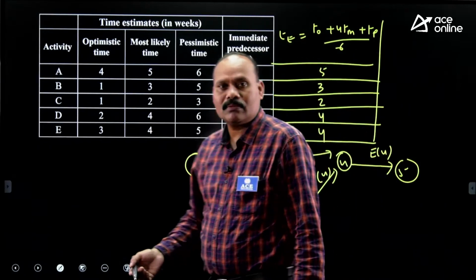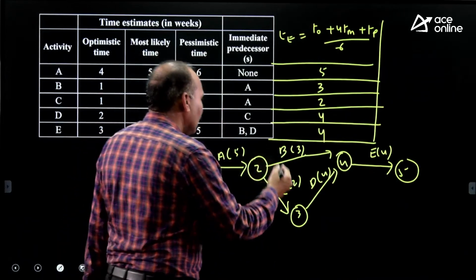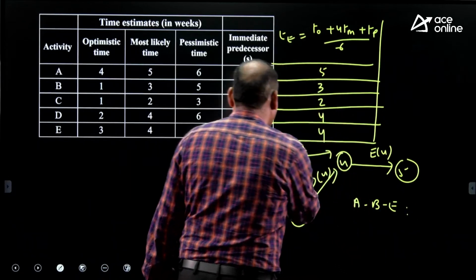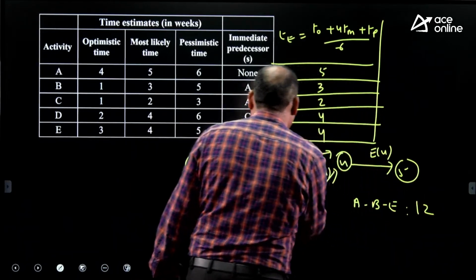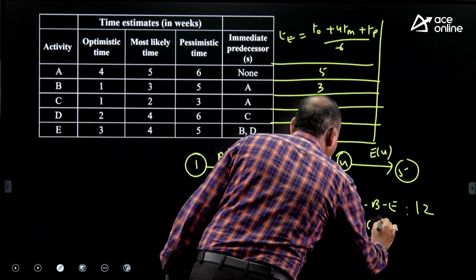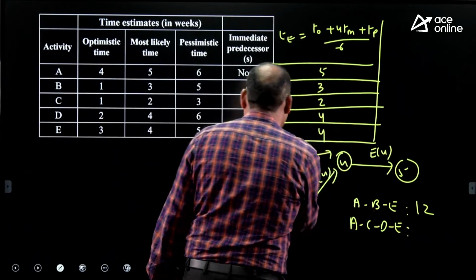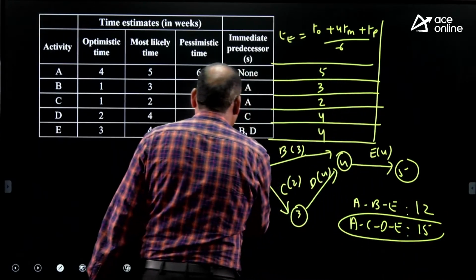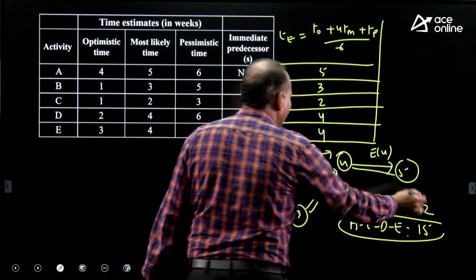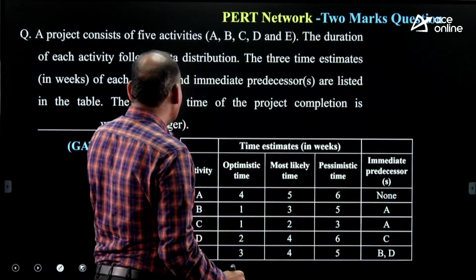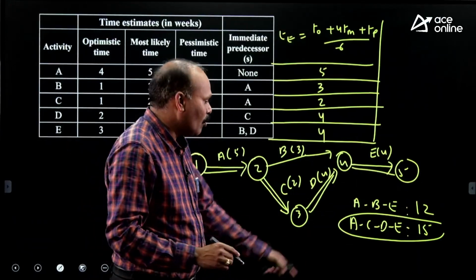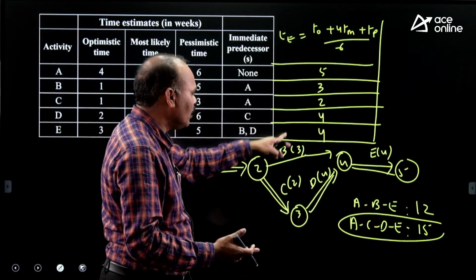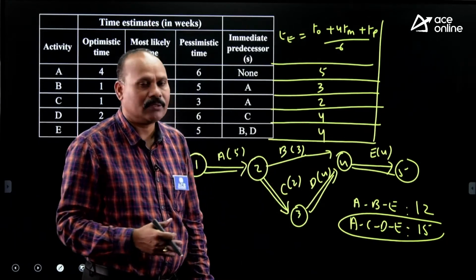Get the critical path. What is the critical path in this? ABE is one path: 8 plus 4, 12. ACDE: 7, 11 plus 4, 15. So this is nothing but the expected project completion time, which is equal to 15. The question asks the expected project completion time: 15 weeks. So the only thing is, first find TE, draw the diagram and get the critical path.